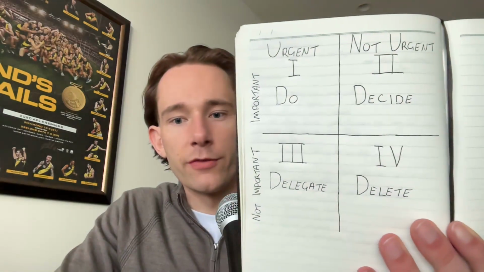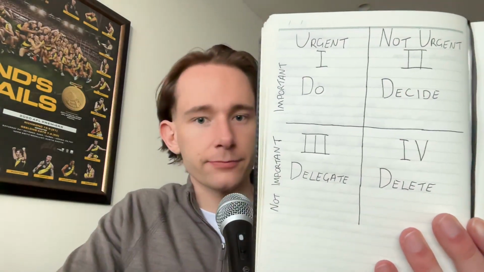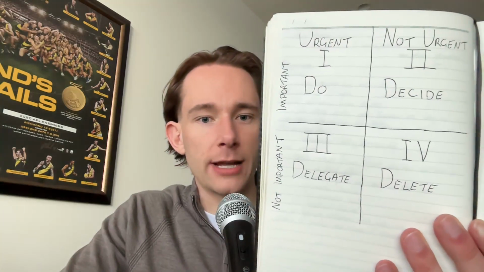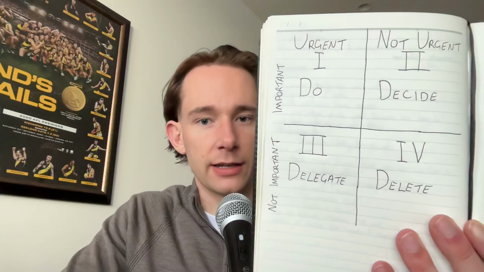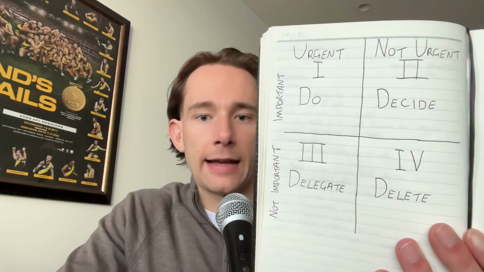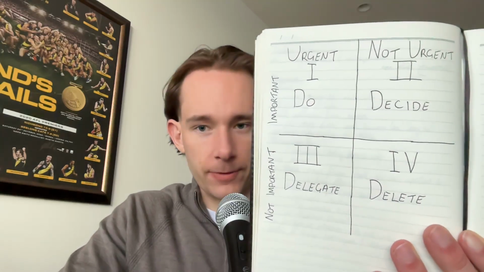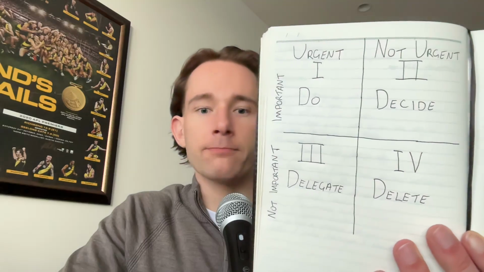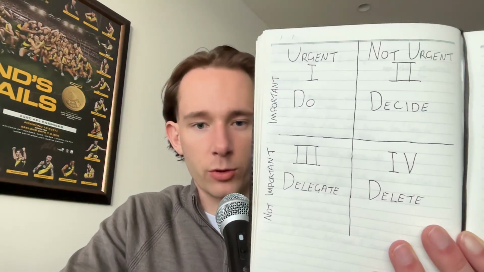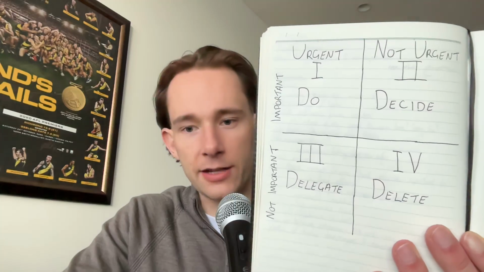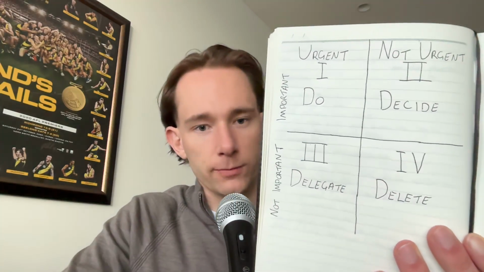So with any given task, if you assess it based on whether it's urgent or not urgent, and whether it's important or not important, you'll get a view of which quadrant it fits in. If something is urgent and important, that falls in quadrant 1, up here. If it's important but not urgent, it falls in quadrant 2. If it's urgent but not important, it's quadrant 3. And if it's not important and not urgent, it's quadrant 4.